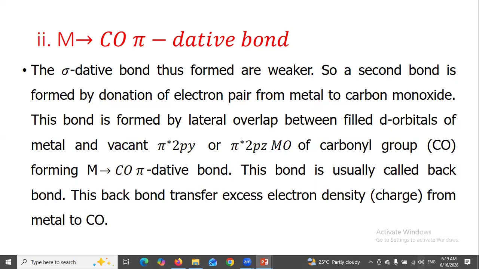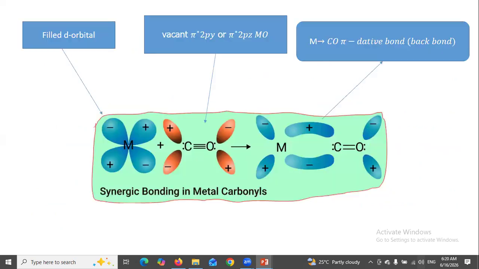formed by donation of an electron pair from the metal to carbon monoxide. This bond is formed by the lateral overlap between filled d orbitals of the metal and vacant pi anti-bonding 2py or pi anti-bonding 2pz molecular orbital of the carbonyl group, forming a metal to carbon monoxide pi dative bond. This bond is usually called back bonding. This back bonding transfers excess electron density from the metal to carbon monoxide.